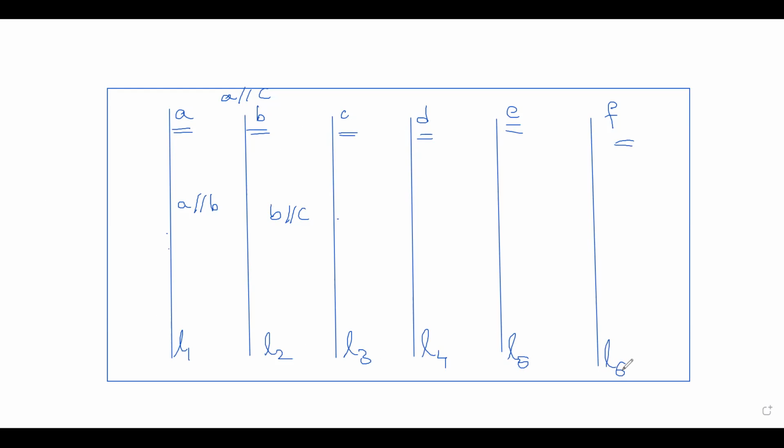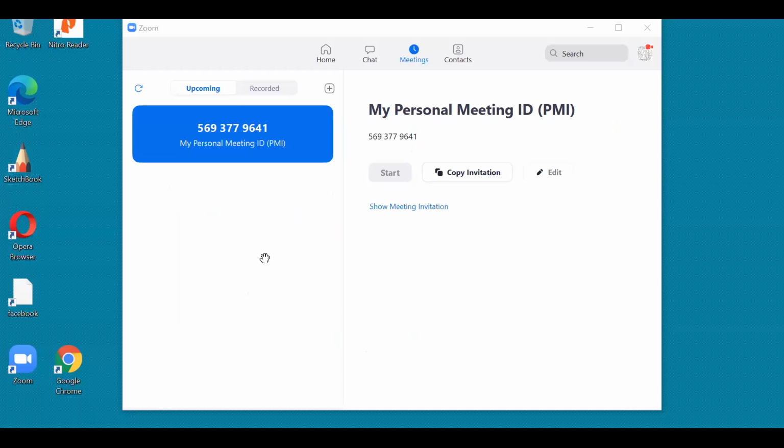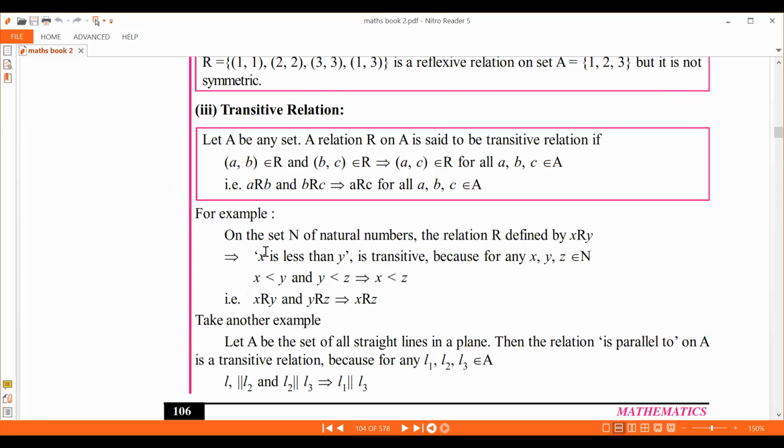So L1 is parallel to L2, L2 is parallel to L3, L3 is parallel to L4. That means L1 is parallel to L4. You can always say that. Clear? Okay. Now this is the example they have told us. Now let's move on to the next one. A set of straight lines in a plane is what they have spoken. That is the transitive relation they have spoken to us. Now let us see the next case.